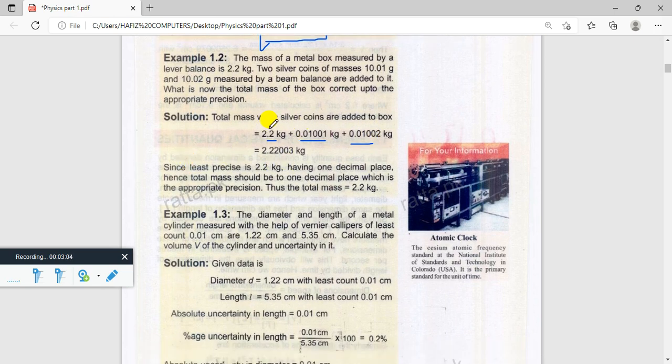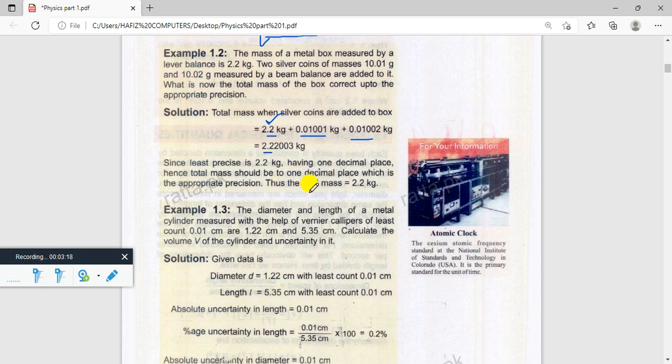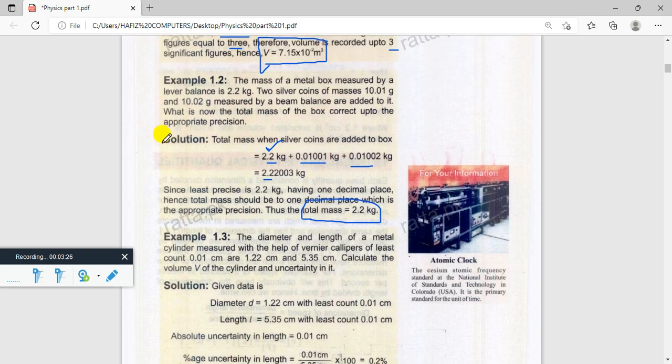We will see the factor with the least precision, which is 2.2, having only one decimal place after the point. So we will give the answer up to only one decimal place. Thus the total mass is equal to 2.2 kg. In this way you can report your answers in the appropriate significant figures. So this was example 1.2. Now we will see example 1.3.